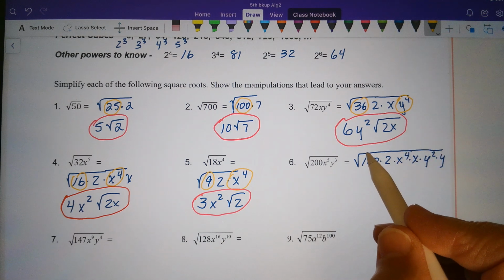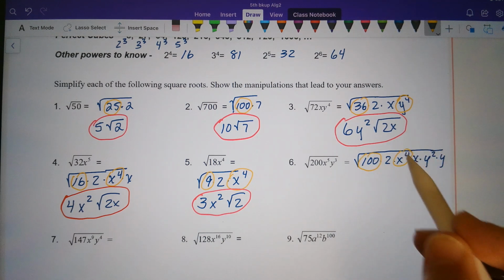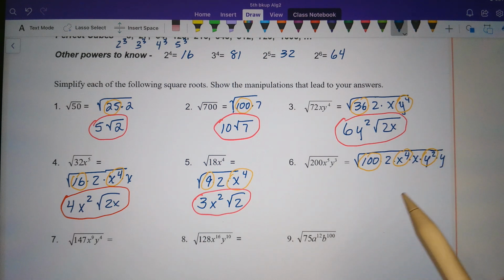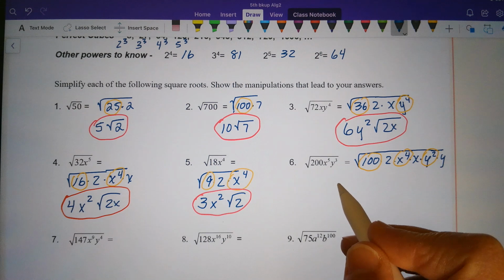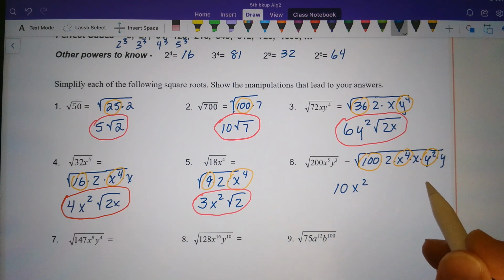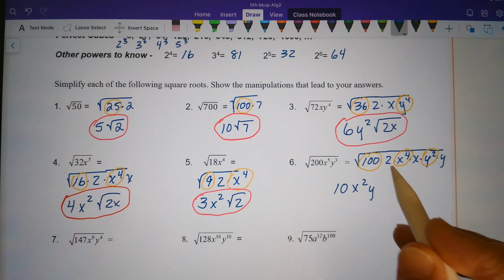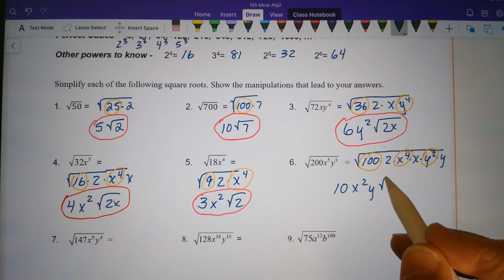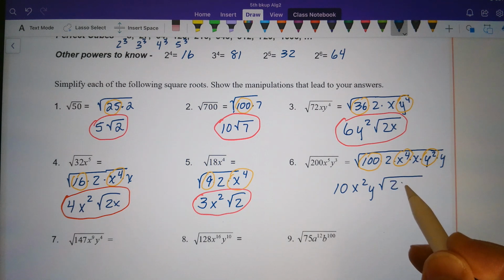Okay, circle what are perfect squares. Out come their square roots. Square root of 100 is 10. Square root of x to the 4th is x squared, and the square root of y squared is y. What's not circled here, the 2, the x, and the y remain underneath the square root symbol.